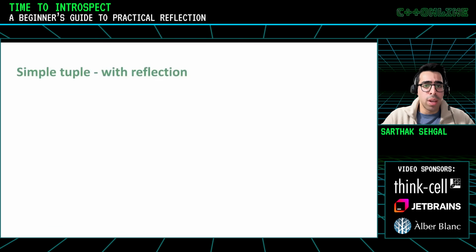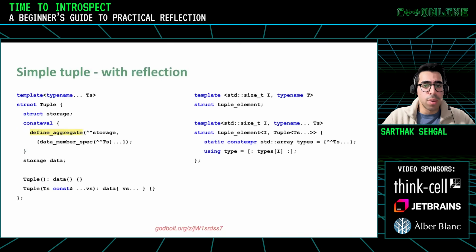With reflection and define aggregate, the implementation looks simply like this. On the left, I have a struct tuple. This tuple struct again has a variadic template type Ts. What it's doing is declaring a struct storage, an incomplete type, and then I'm defining an aggregate with the reflection of storage and a data member spec of the type Ts. So I'm simply taking a reflection of type Ts, expanding it using a variadic pack, and defining an aggregate using those type Ts.